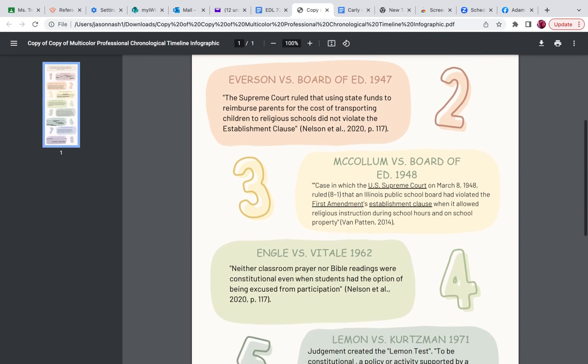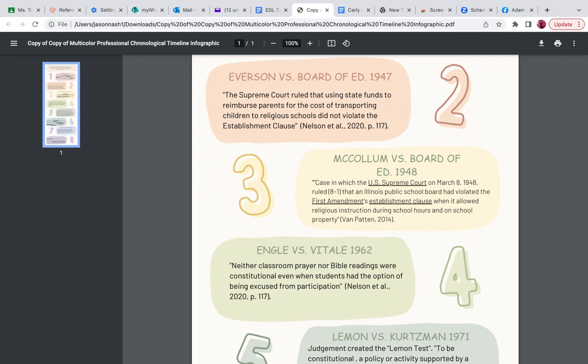So let's move from 25 to 47. Let's look at the Everson versus Board of Education 1947 trial. And again, there's so much more to this. I'm just giving you a little synopsis. This case was fascinating to read because the judgment in this case really set the precedent for further cases after that. So if you're really enjoying these court cases, or you want to learn more about how things have changed, this Everson one was fascinating to me. The Supreme Court ruled that using state funds to reimburse parents for the cost of transporting children to religious schools did not violate the Establishment Clause of the American Constitution. I got that from the Nelson text on page 117.